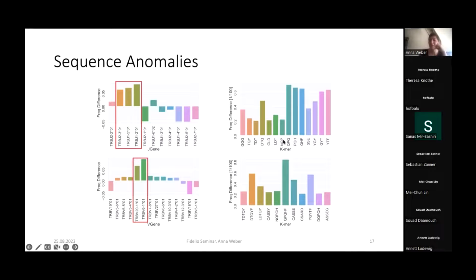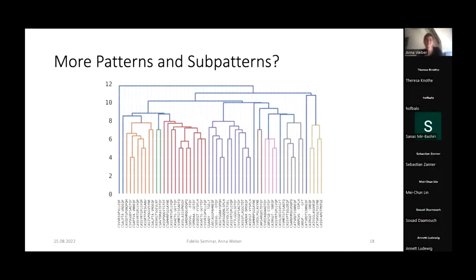I also tried to look at k-mers, so sequences of 3 or 5 amino acids that maybe occur more often in these sequences than usual, and I did find some. I'm not yet sure whether they're very meaningful, but there's also an option to look for patterns. Right. And since I already said I didn't really find a clear sequence pattern when I looked at the logo, maybe there are sub-patterns. Maybe there are groups, classes of T-cell receptors that are very similar within a class, but not similar to each other.